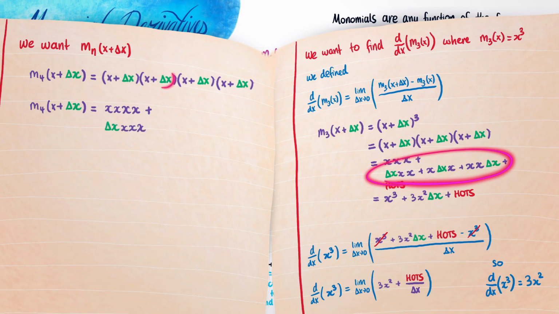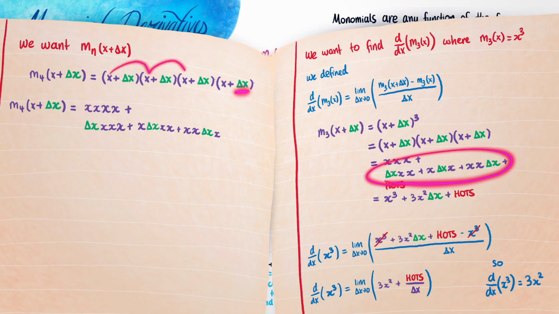Then we can also choose to take change in x from the second bracket, so we get x times change in x times x times x. Now we can also take change in x from the third bracket, so we'd get x times x times change in x times x. And then finally, we can take the change in x from the last bracket, so we'll get x times x times x times change in x. Now, we've actually covered every term we care about here. For absolutely any other term you pick, you're always going to have more than one change in x, and therefore we call these higher order terms.